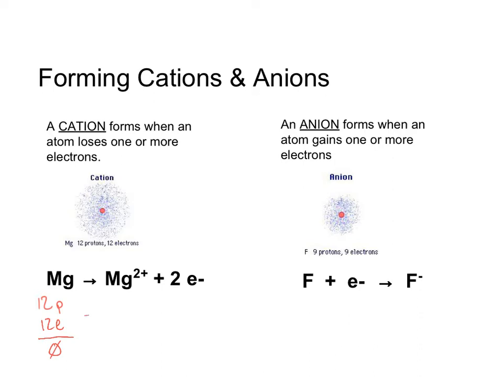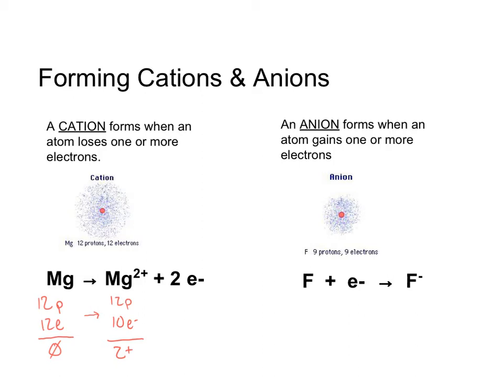When magnesium loses 2 electrons, however, it still has 12 protons. It is still magnesium. But now it's only going to have 10 electrons. And so now we have 12 positive charges and only 10 negative charges for an overall charge of 2+ on our magnesium cation.